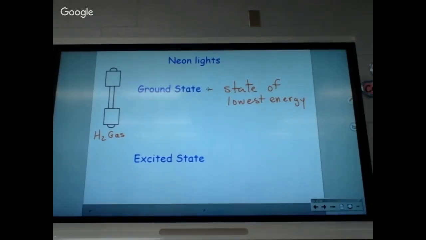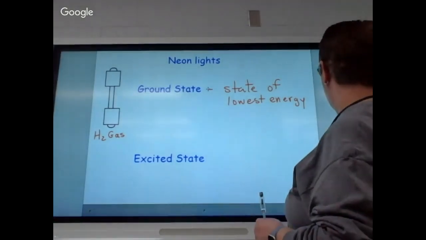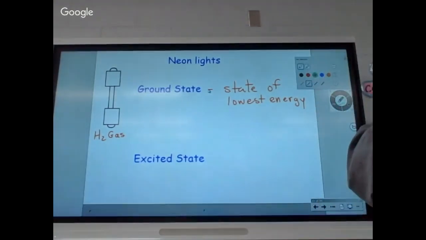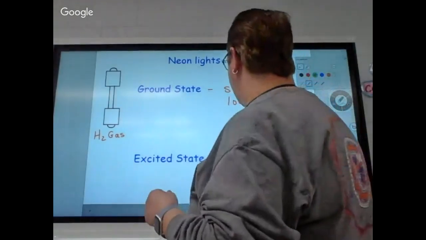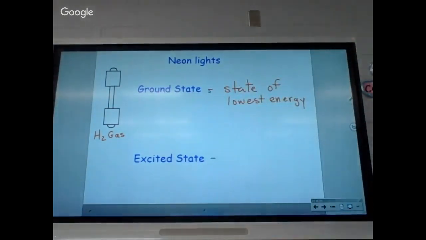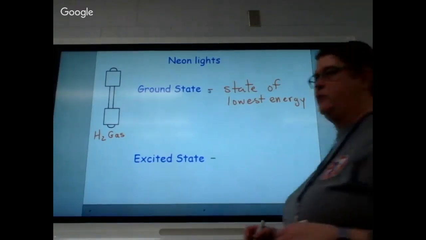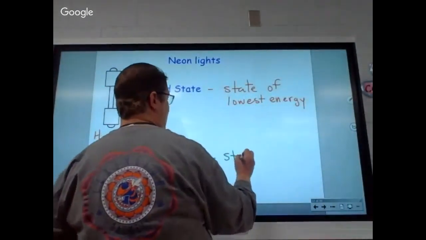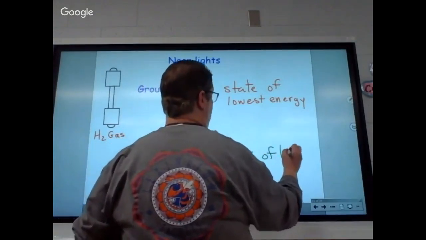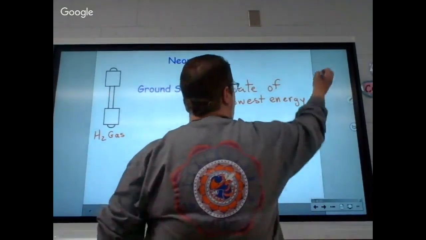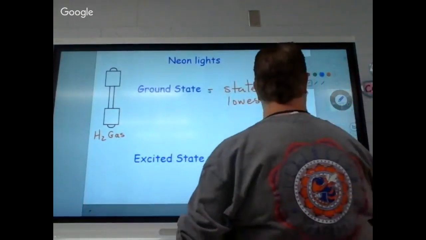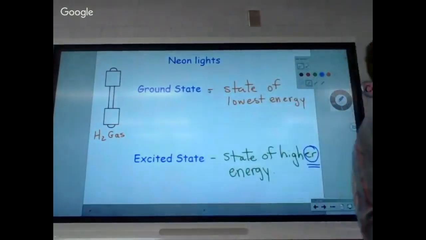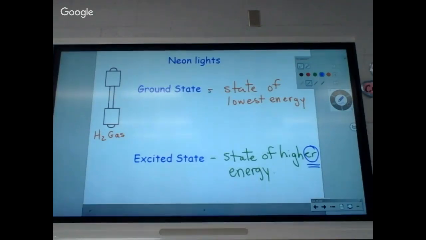All right. Hold on. Now, we're going to put this doodad in here, and we're going to pass a high voltage current through the hydrogen gas. When we pass a high voltage current through the hydrogen gas, the electrons are going to leave the ground state, and they're going to go to an excited state. The excited state is a state of higher energy. Now, when I say higher energy, you don't mean highest? That is correct. That is exactly what I was going to say, Annabelle. I do not mean highest because there are multiple levels of higher energy. It may go up and back down.